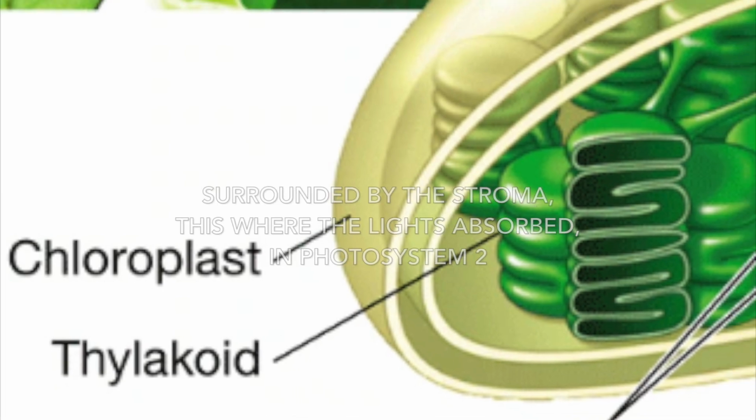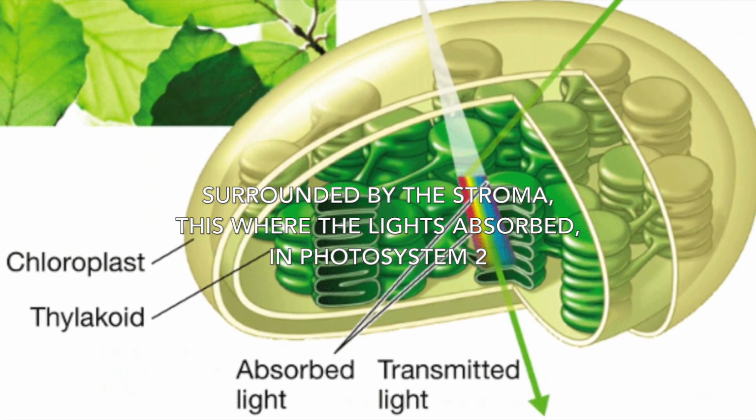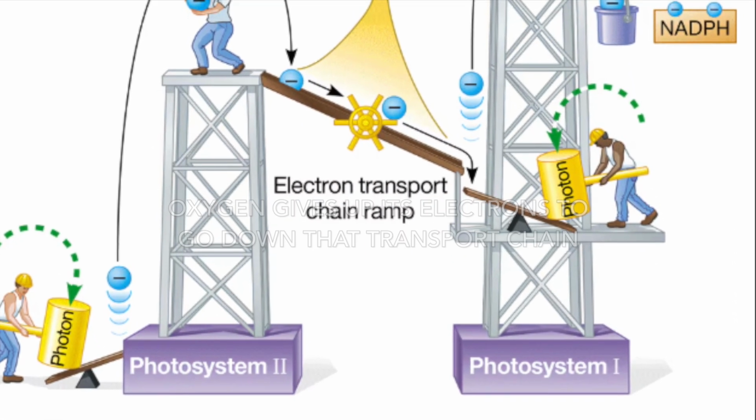Chloroplast, it is the organelle. We're in the thylakoid, surrounded by the stroma. That's where the light's absorbed. In photosystem 2, water gives up its electrons to go down that transport chain.